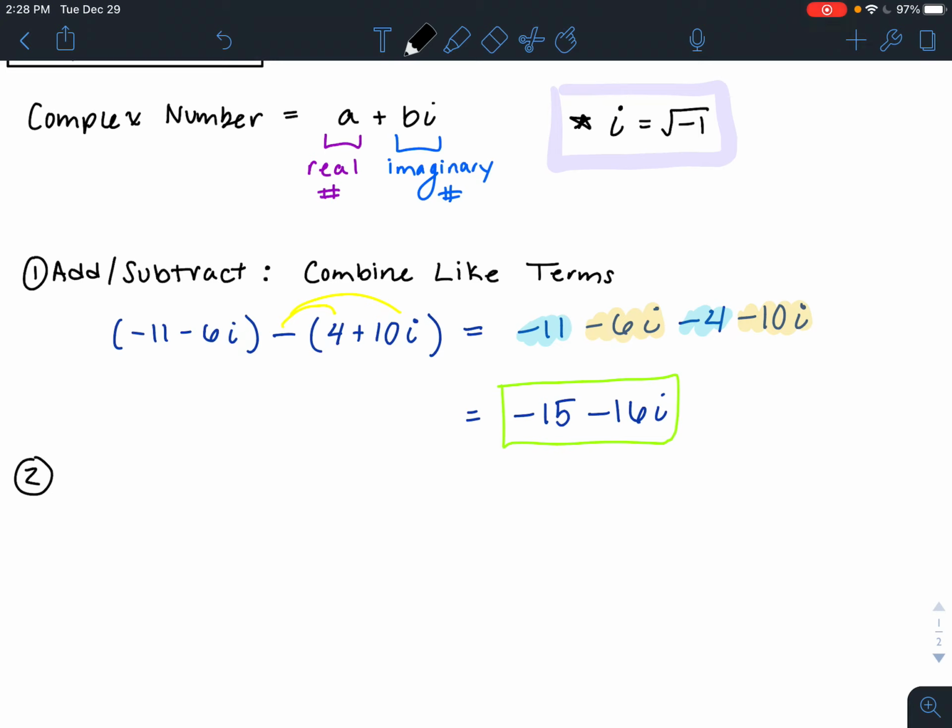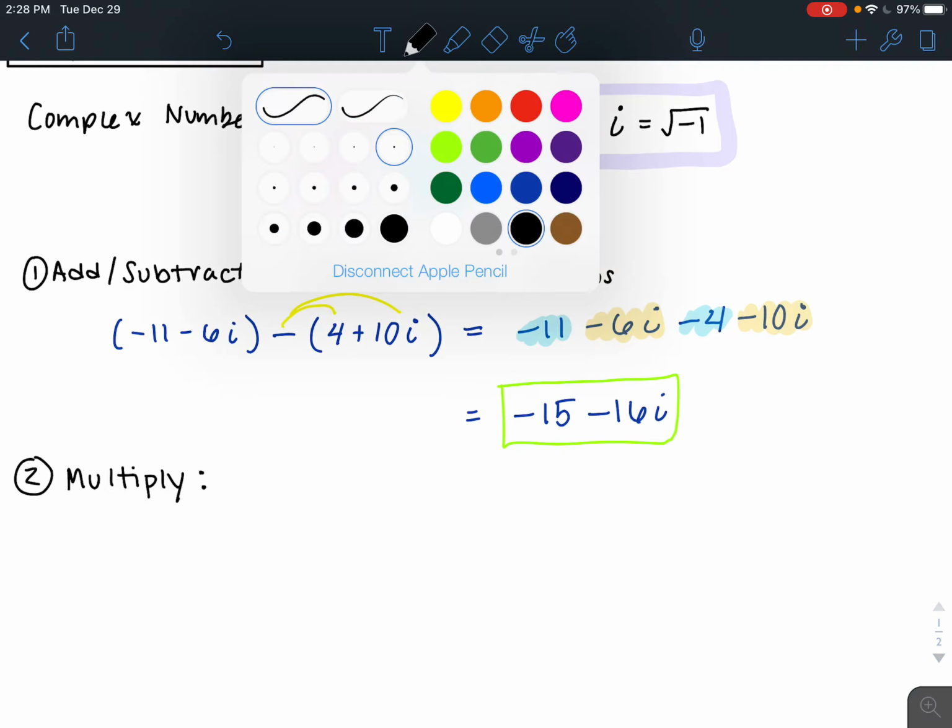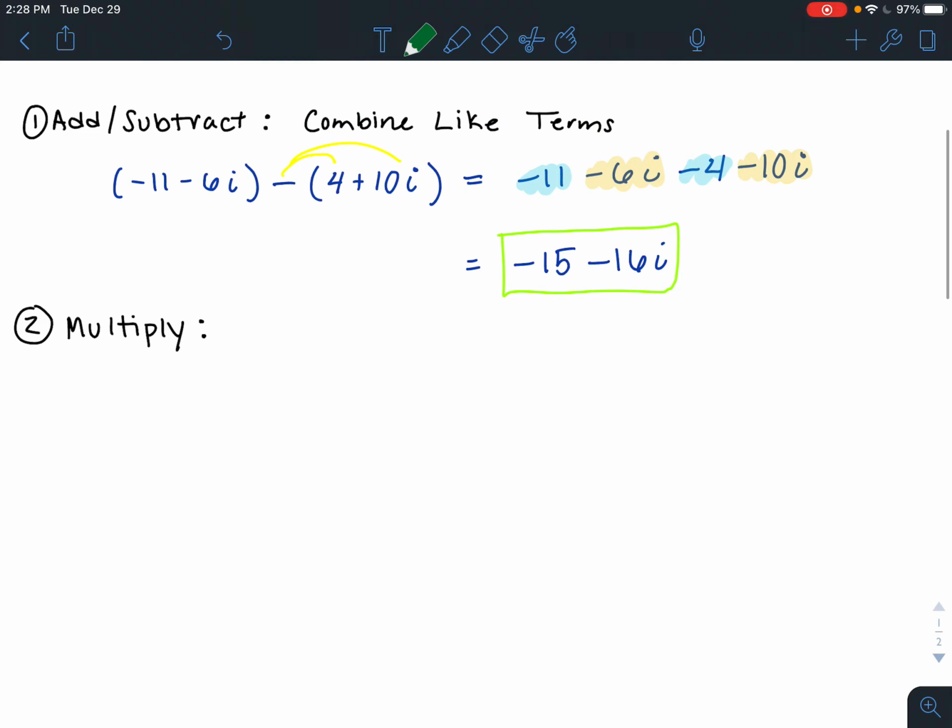So then the second thing that we can do with complex numbers is multiply them. We're going to look at an example of that as well. The example that we're going to look at here is -4 plus 3i times the complex number -12 plus 6i. So remember here, we are going to FOIL or double distribute. You can use the box method, whatever method that you use to multiply two binomials. I'm going to FOIL or double distribute.